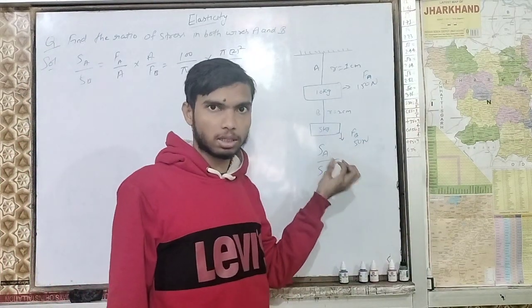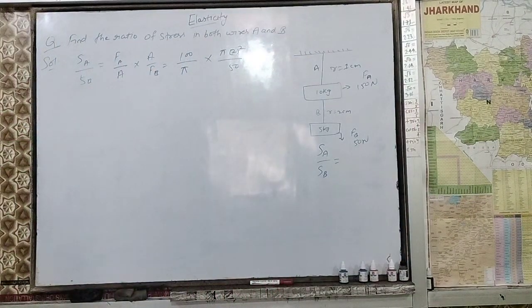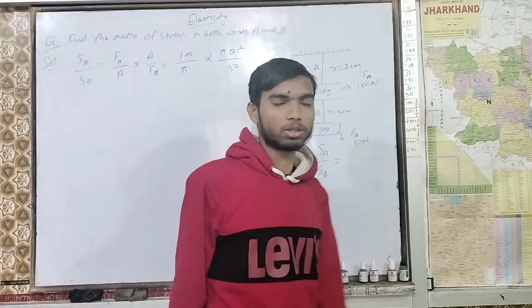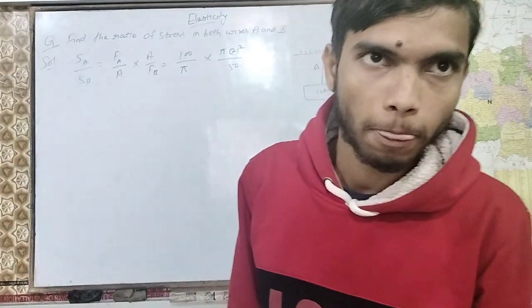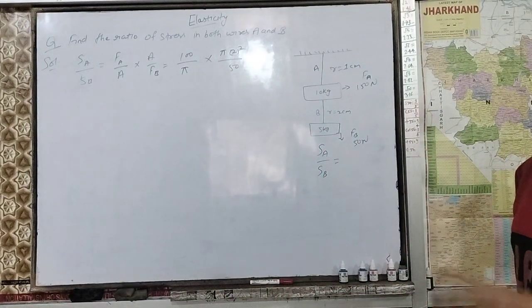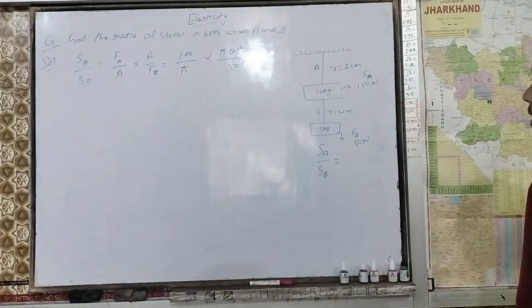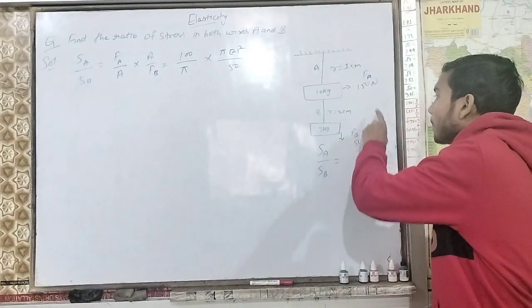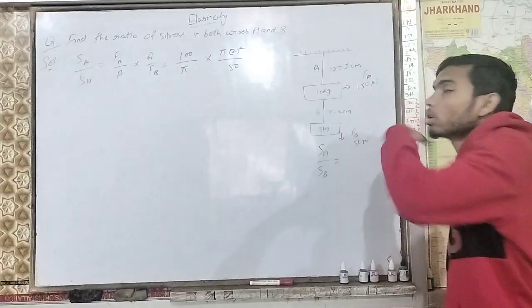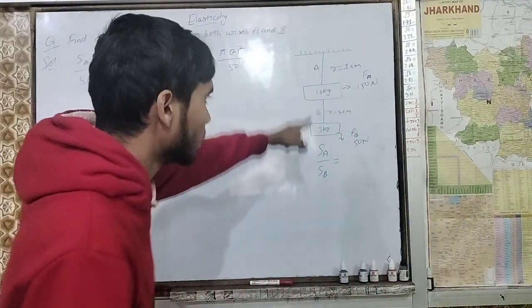This much force, this much force, this 15 Newton force is pulling this mass downward, and this 10 kg mass is being pulled by this 115 Newton force downward. This is what is happening in this figure.